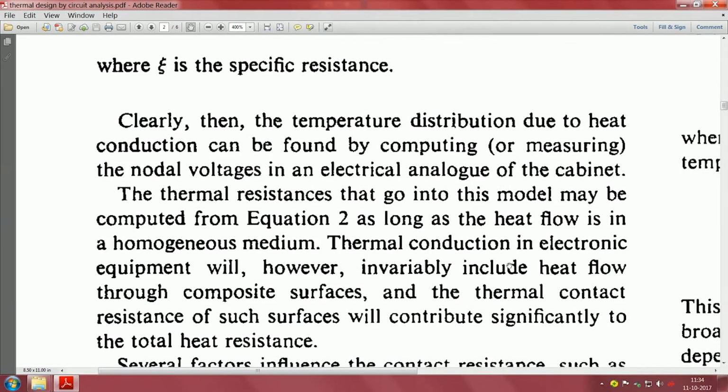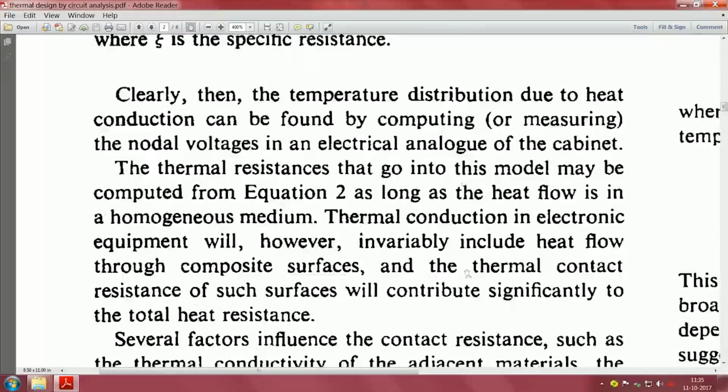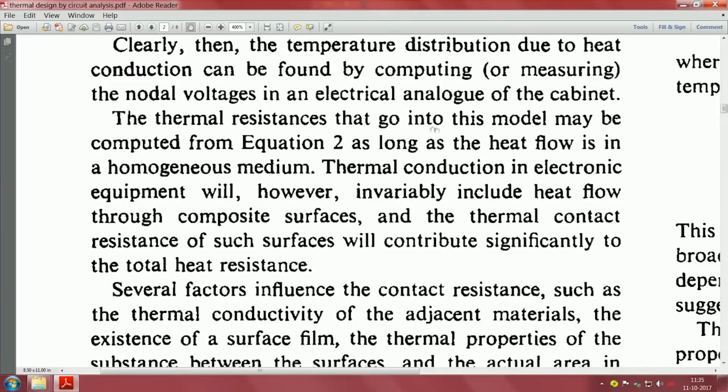Now, you have seen this. Temperature distribution can be found by computing or measuring the nodal voltages in the electrical analog of the cabinet. So, equation 2, one of the first assumptions is heat flow is in a homogeneous medium.